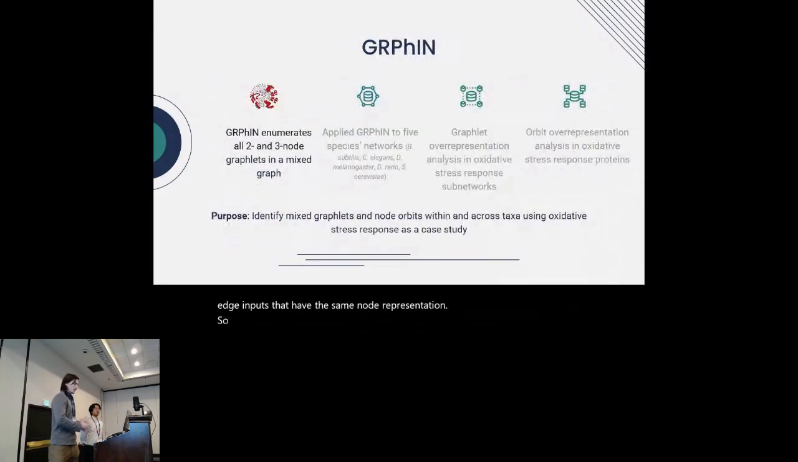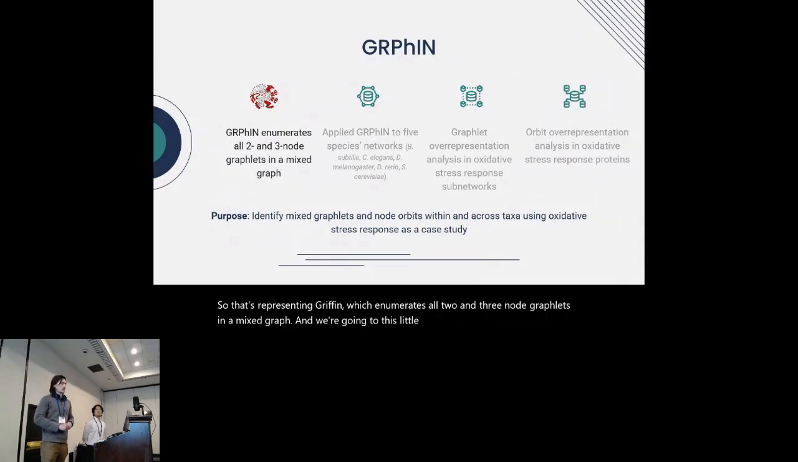So we're presenting GRPhIN, which enumerates all 2 and 3 node graphlets in a mixed graph. This is a little overview of what's to come. We're going to apply GRPhIN to 5 different species. We're going to do a graphlet overrepresentation analysis in stress response subnetworks for each species, and an orbit overrepresentation analysis in oxidative stress response proteins. This is to identify mixed graphlets and orbits within and across these species that might be indicative of oxidative stress response, because oxidative stress response is a pretty conserved pathway across all species. To survive on Earth, you have to deal with oxidative stress.